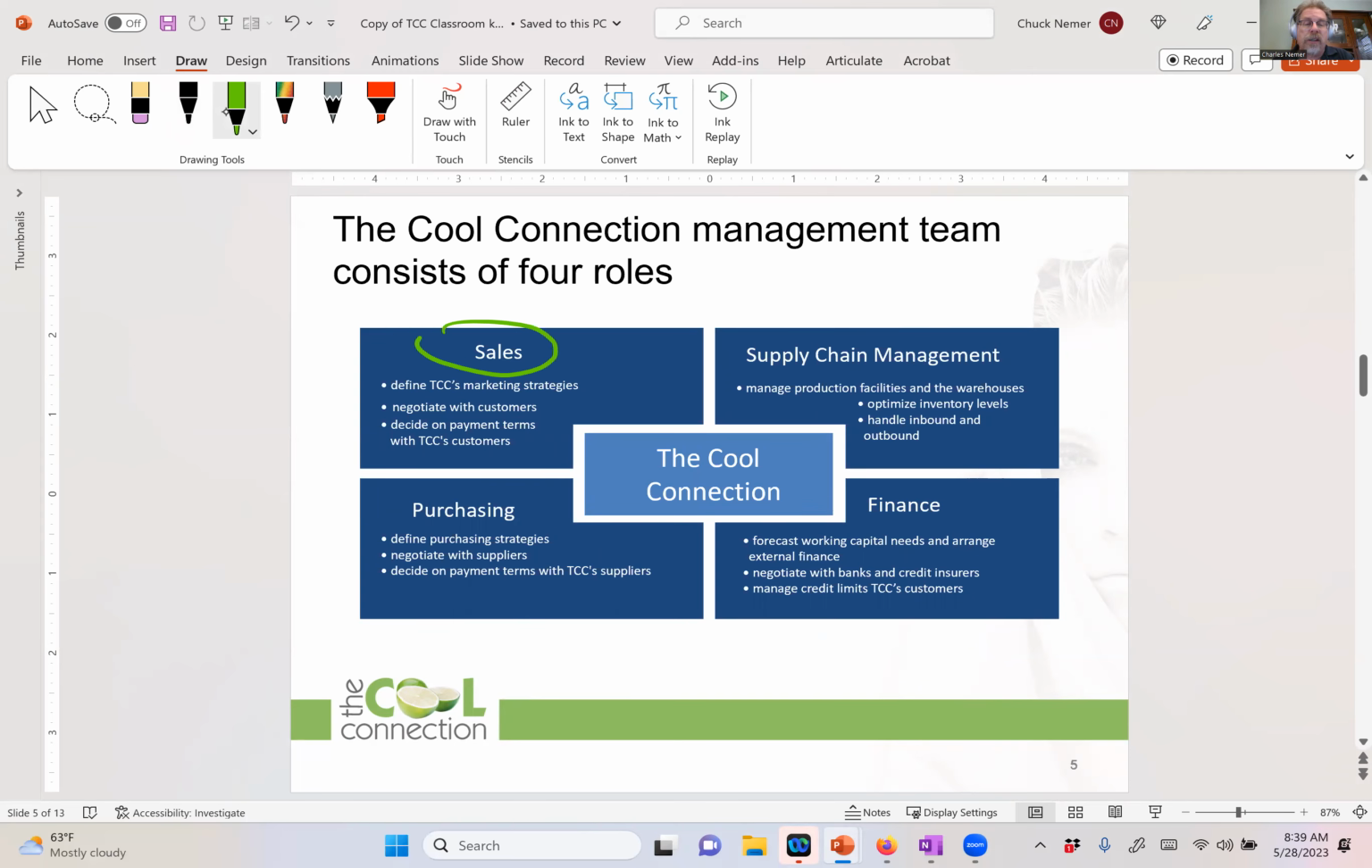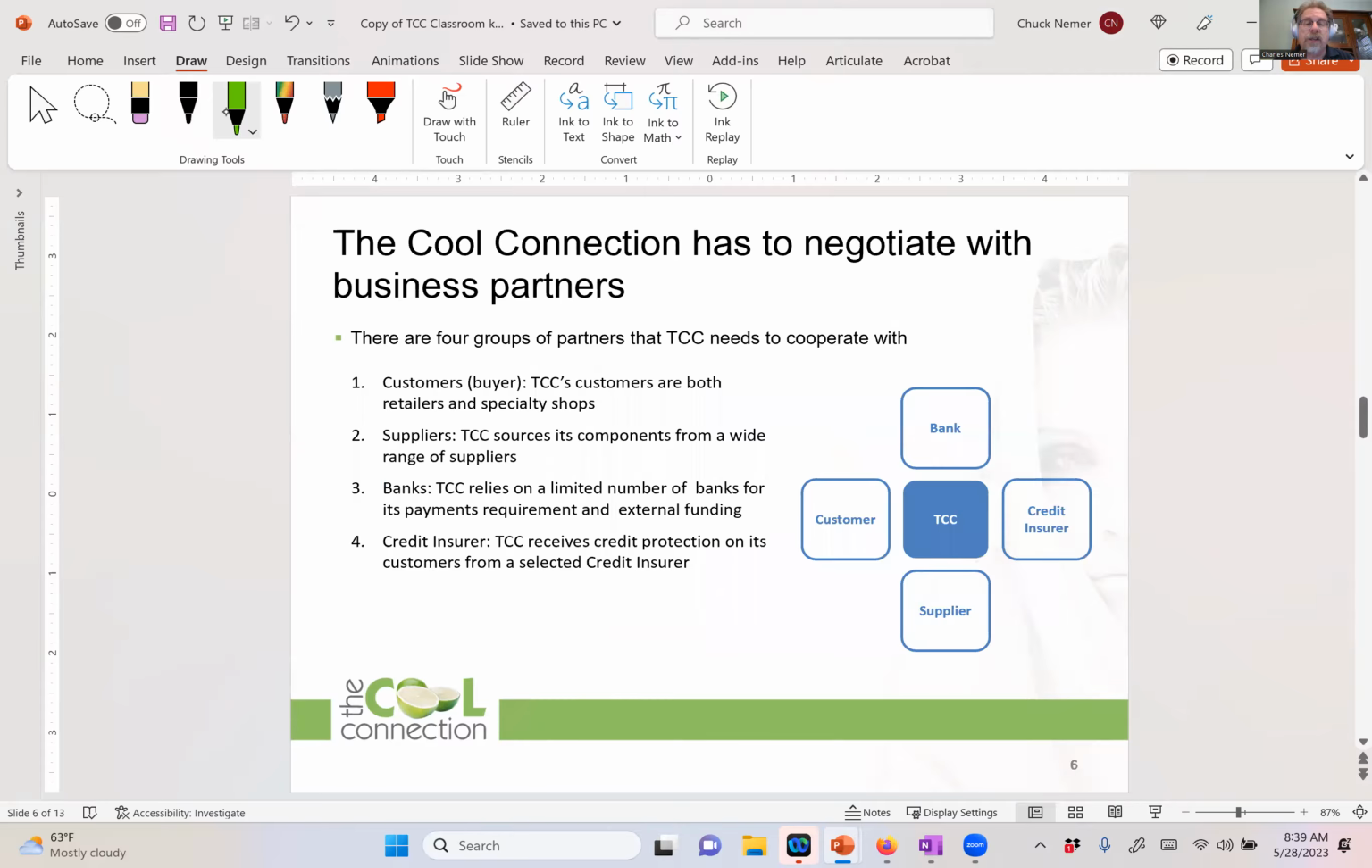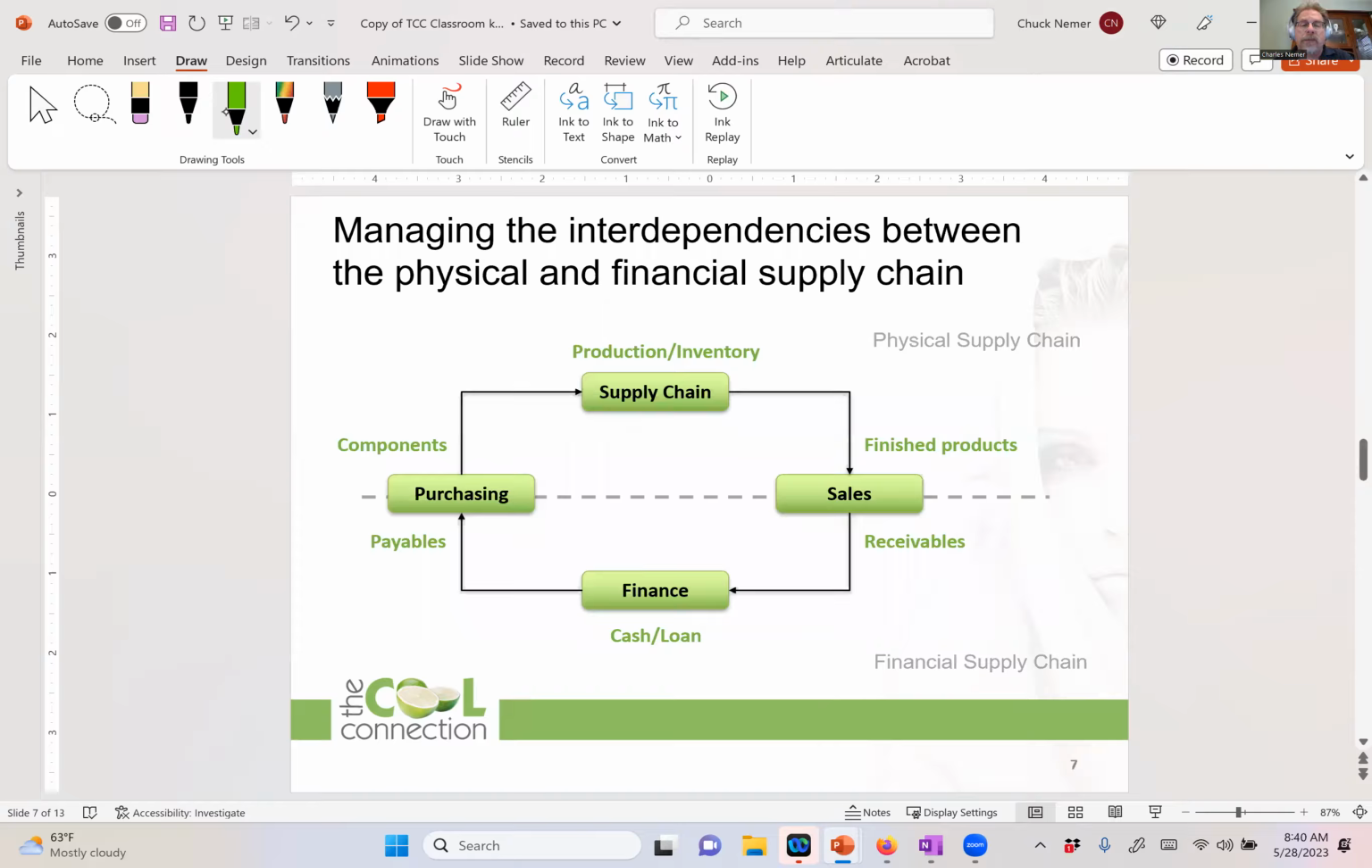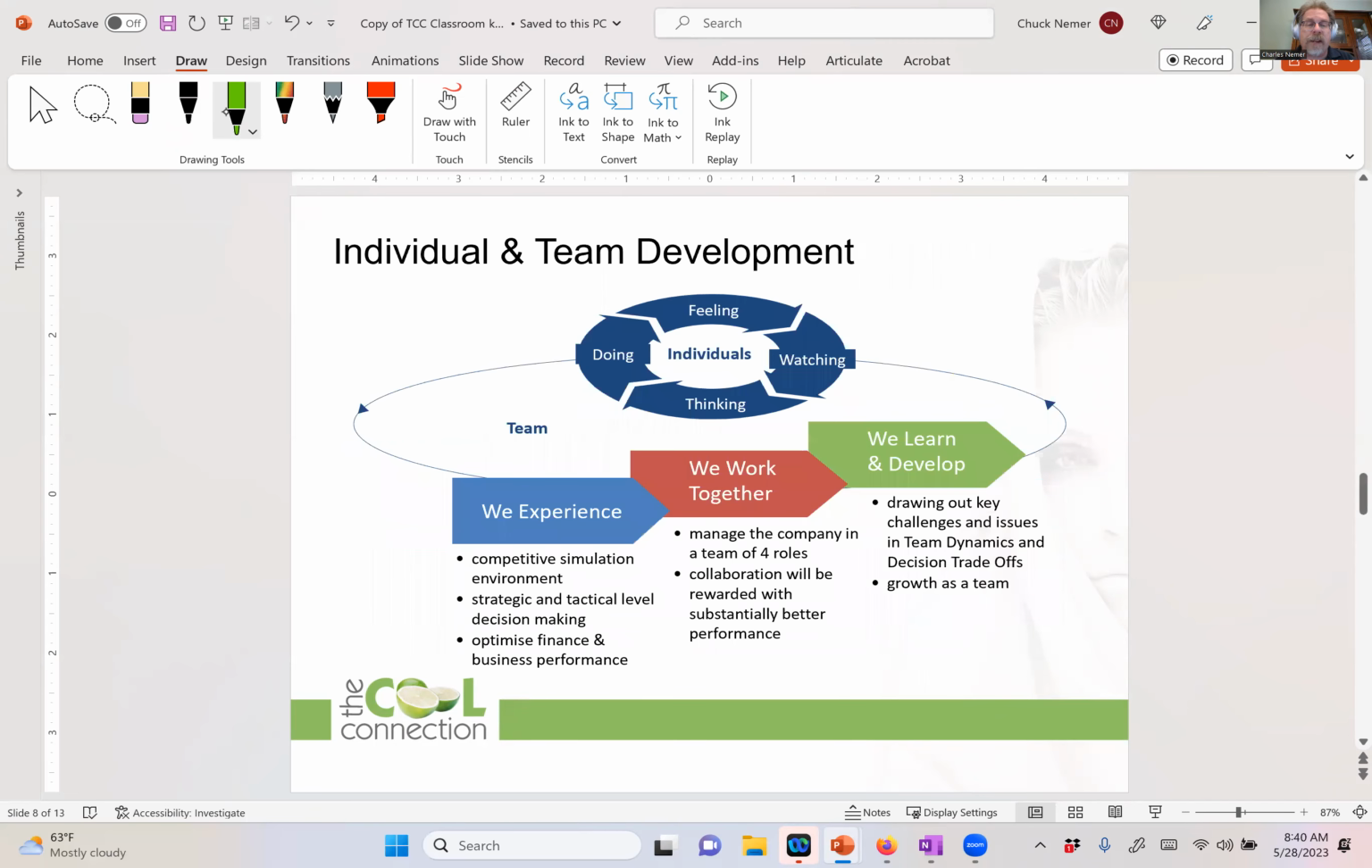So we've got 4 roles here that you'll see. One of you will be sales, one of you will be purchasing, one supply chain management, the other one finance, and your goal is to turn around the company. So you've got to coordinate and cooperate with customers, suppliers, credit insurers if they apply, and balance both the finance and the supply chain together. So one without the other is not successful. You've got to be able to bring together both the supply chain and finance.